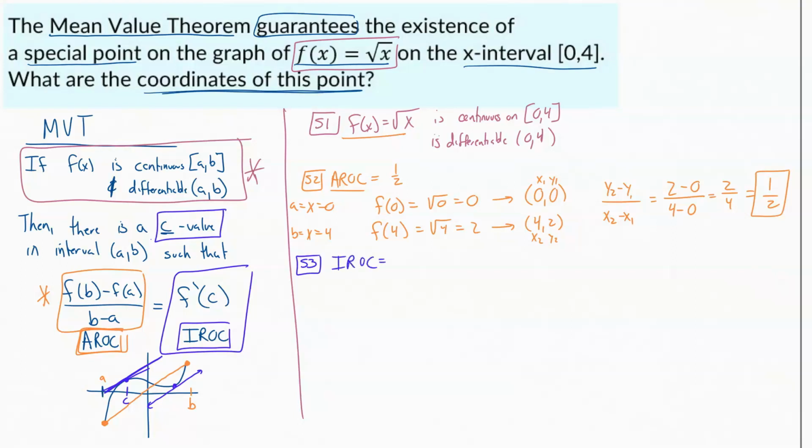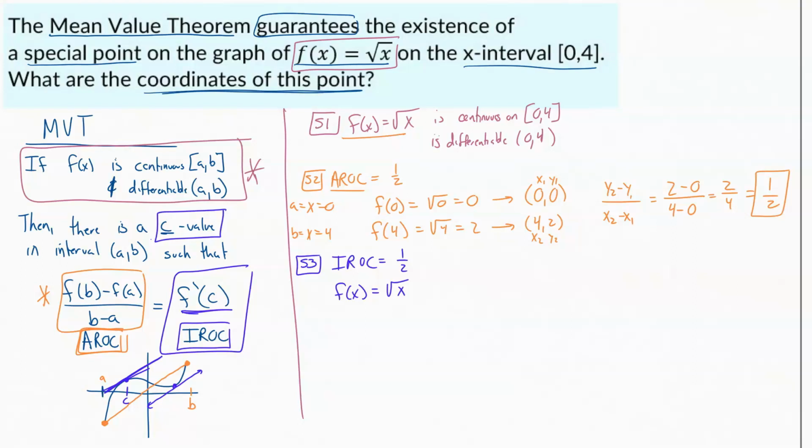We know that our instantaneous rate of change at some place has to be equal to 1/2. And so we just need to find out where is that. So we take our equation, square root of x, and we find the derivative. Instantaneous rate of change is the derivative equation.